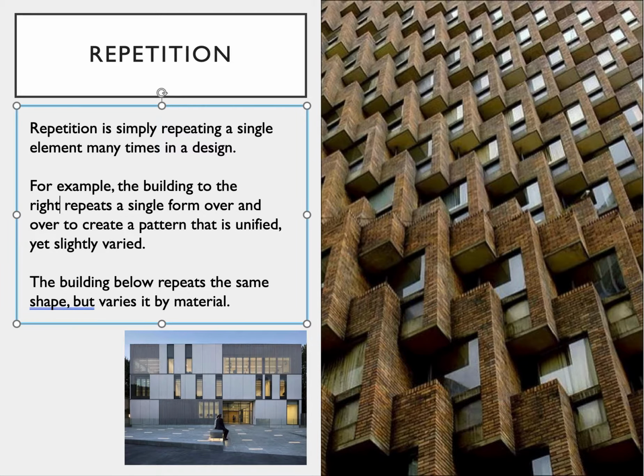carries throughout the design. However, the building on the bottom, it does repeat that same shape over and over and over, but it varies by material. And so the difference between the one on the right and the one below is they're both repetition. Just one is simple repetition, and the other one is a more varied pattern in repetition.